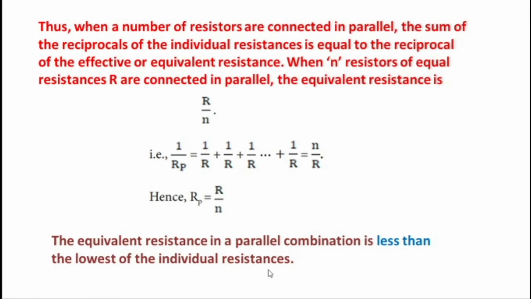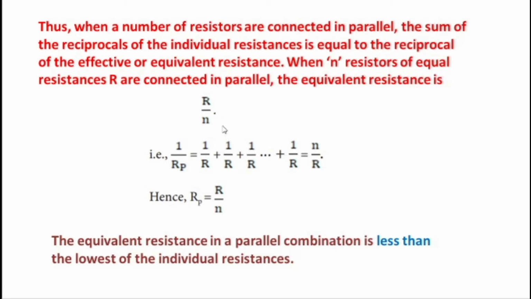Suppose a number of resistors are connected in parallel, more than 3 or more than 500, more than 1000 resistors. Then the sum of the reciprocals of the individual resistances is equal to the reciprocal of the effective or equivalent resistance. So the reciprocal of the effective resistance means 1 by Rp. When n resistors, n being any number, all with equal resistance, are connected in parallel, the equivalent resistance formula is R by n.